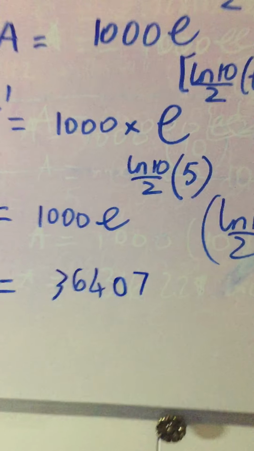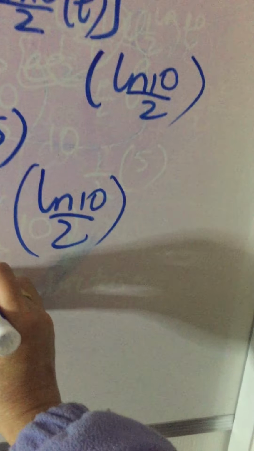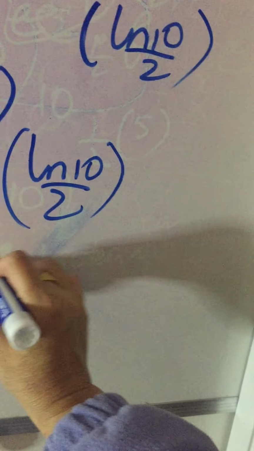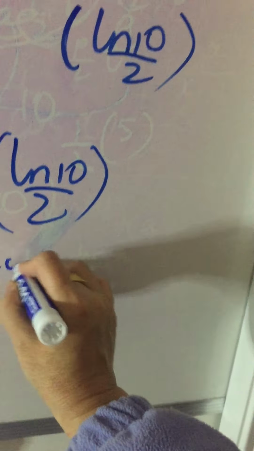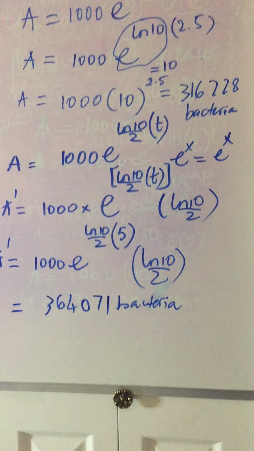So the answer is 364. The rate of change after 5 hours is 364.71 bacteria. So that is the rate of change after 5 hours. That's the answer for question C.